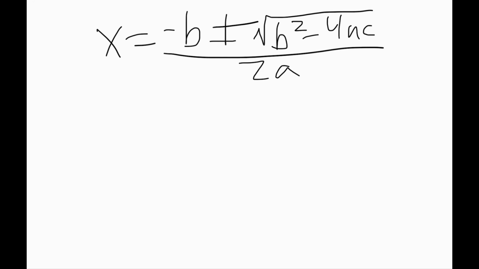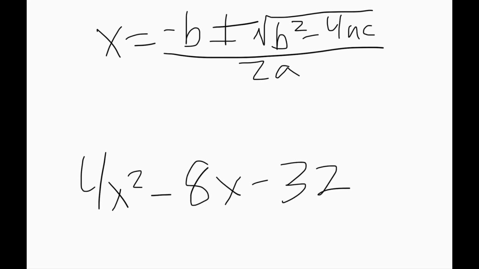Now that we got our answer, it kind of looks like the quadratic formula from earlier, right? So now we see that completing the square and the quadratic formula are the same thing. We could use completing the square to solve a quadratic equation. So let's try this formula on our equation: 4x squared minus 8x minus 32 equals 0.